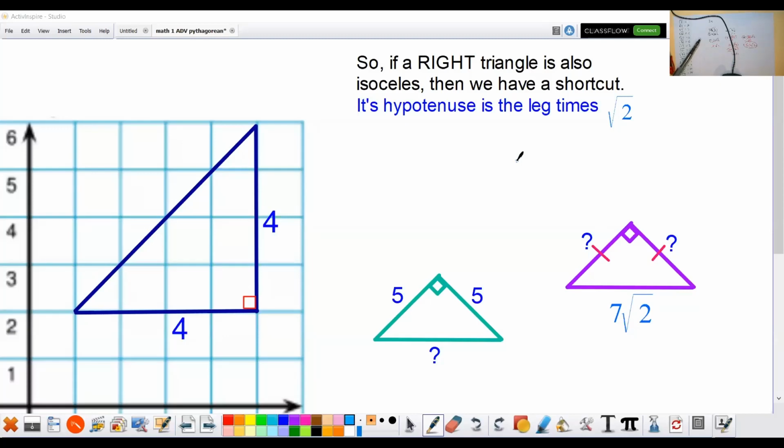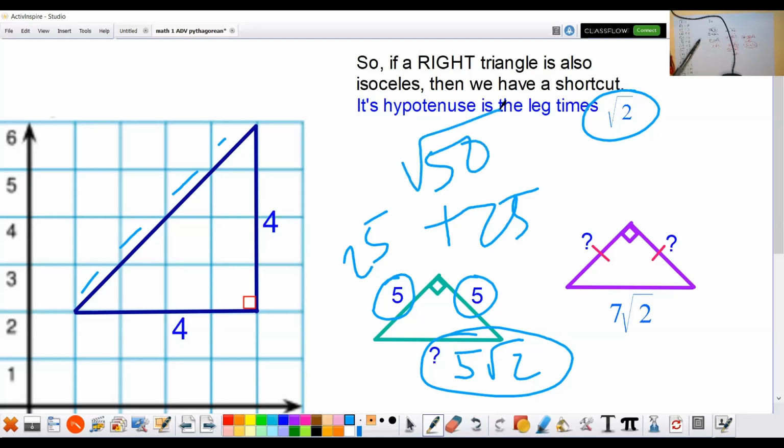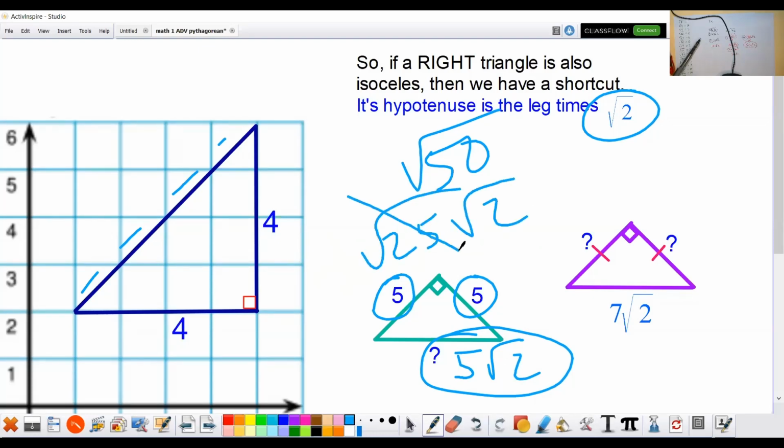Oh, and back to this. Remember these again? You might say, oh yeah, I forgot all about that. 5 and 5. Shortcut. If these are the same, remember about radical 2? 1, 2, 3, 4. If these are the same, you could shortcut your way to the answer. 5 root 2. You won't have to go 25 plus 25, 50. And then what do we do with 50? Oh, 50 is 25 times 2. And what's the square root of 25? 5. The square root of 2?